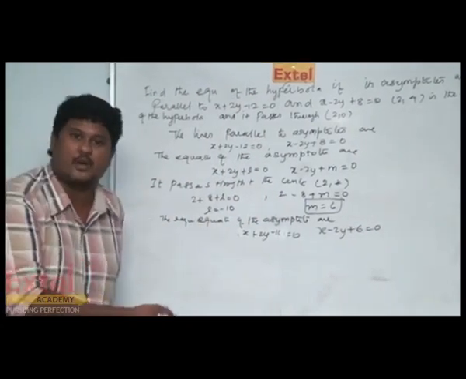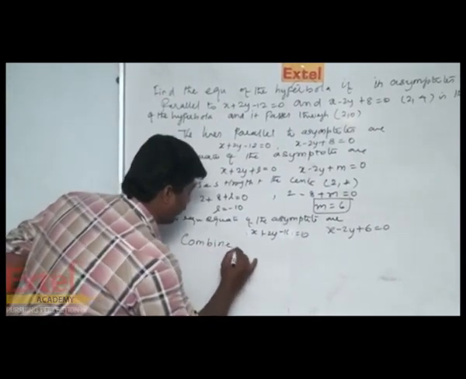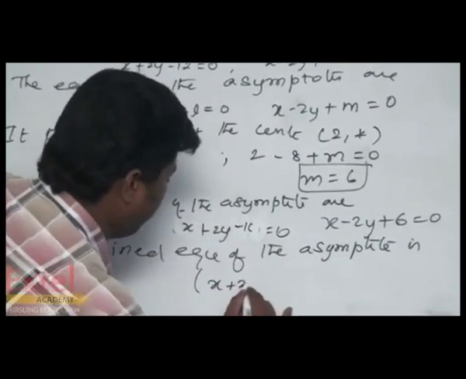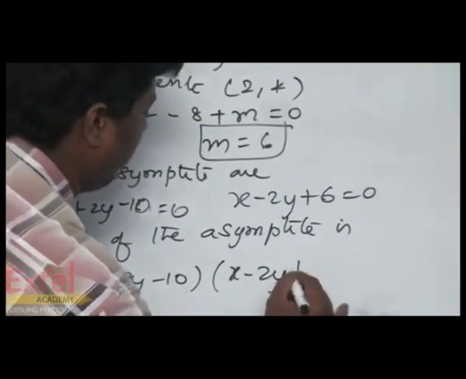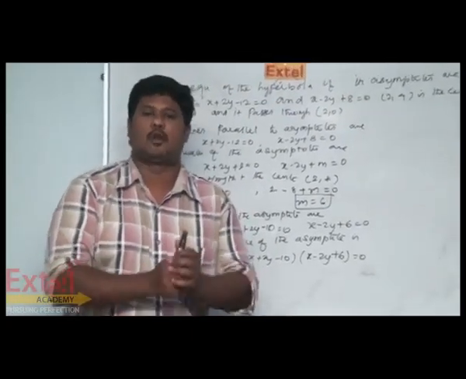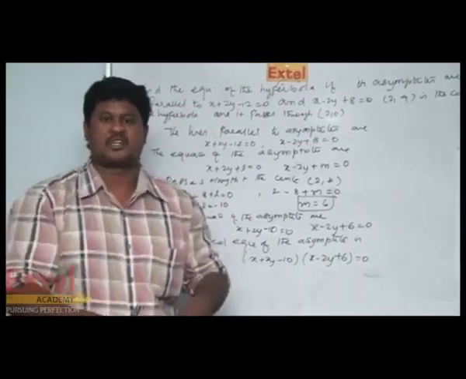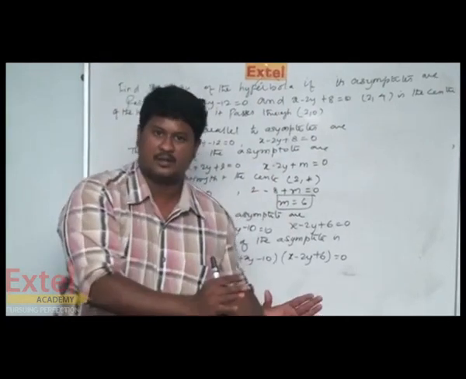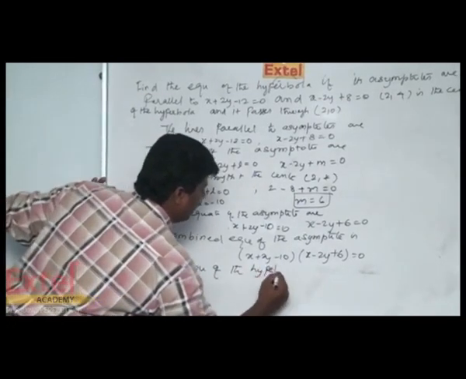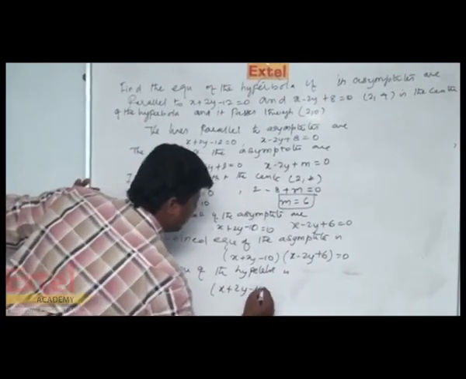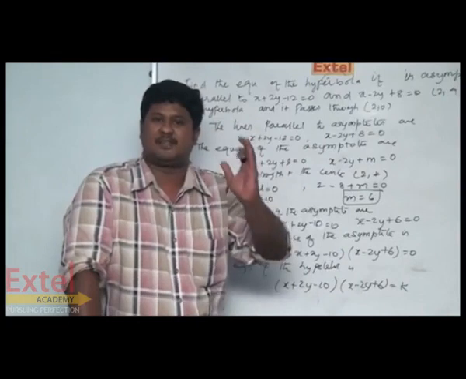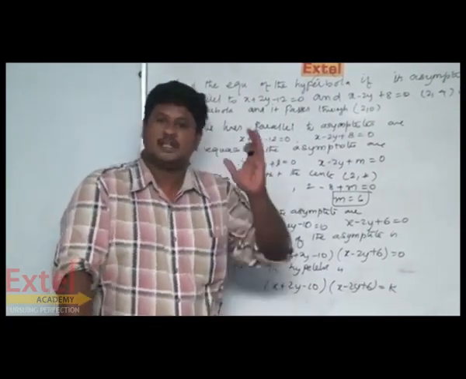Now these are the separate equations. Now I am going to write the combined equation. The combined equation of the asymptotes is (x plus 2y minus 10)(x minus 2y plus 6) equal to 0. As I told you earlier, the equation of the asymptotes and the hyperbola differ only by a constant. In this question, you are going to find the equation of the hyperbola, so I write the equation of the hyperbola as (x plus 2y minus 10)(x minus 2y plus 6) equal to k, a constant k.